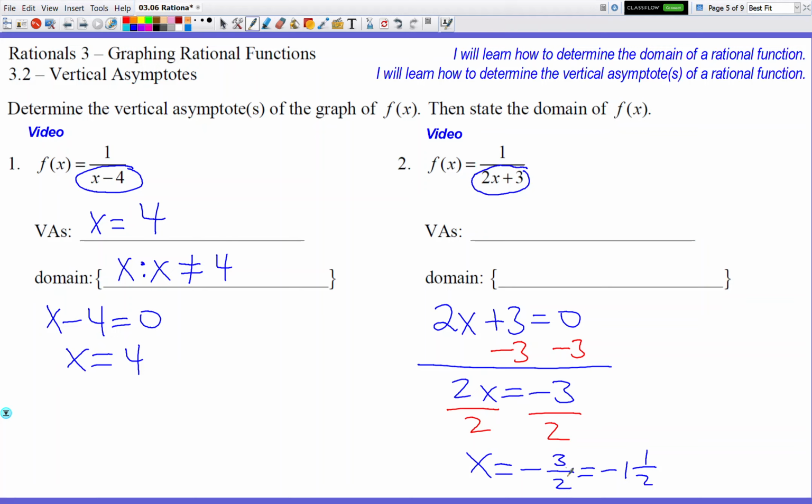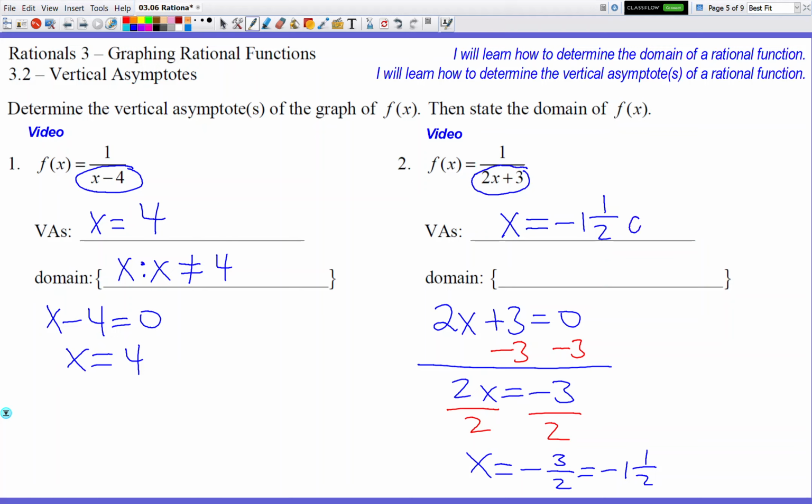It goes in 1 time with 1 left over, so 1 and 1/2. And your overall number is going to be negative. Okay, so for VAs, you don't want to leave it as improper fractions, because this is an equation of a line, and it's much easier to graph an equation of a line, a vertical line in this case, with a mixed number, or you can write it as a decimal.